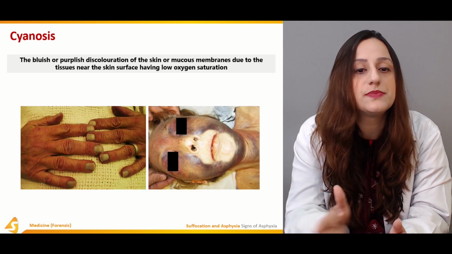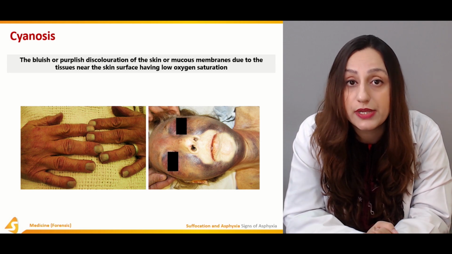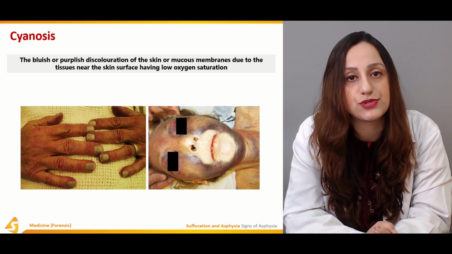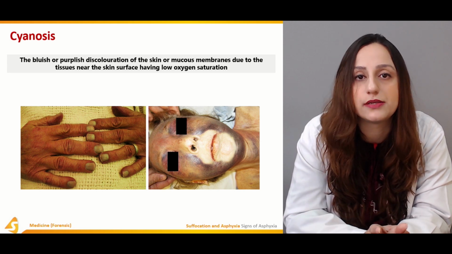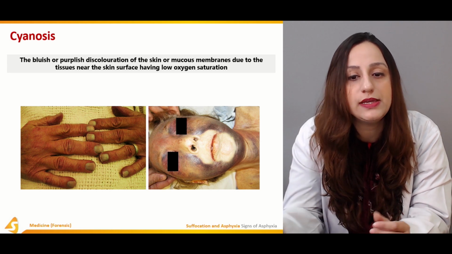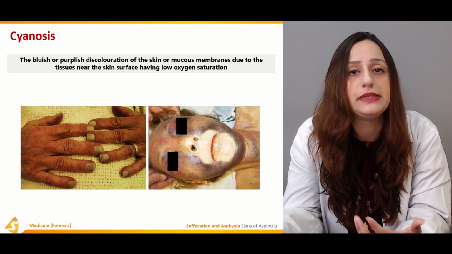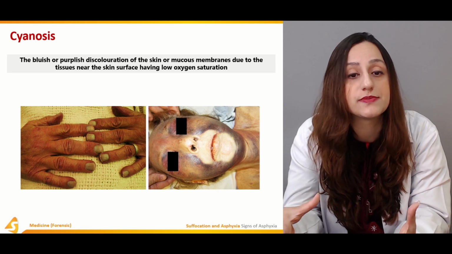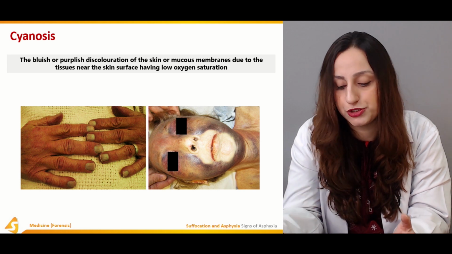Now, cyanosis is basically the bluish and purplish discoloration of the skin or the mucous membranes due to the tissues near the skin surface having low oxygen saturation. There should be a low oxygen saturation and a bluish discoloration. So these are the mainstays for the process of cyanosis. It can occur in the face, in the nails, and especially in the peripheral parts of the body. The cyanosis process starts off whenever there is an asphyxial or hypoxic condition.